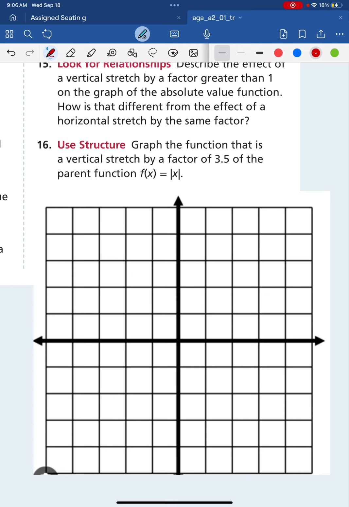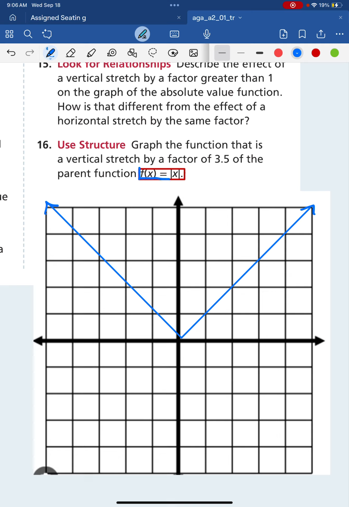So, to begin, the first thing that I want to do is I want to plot my parent function. The absolute value of x is my parent function. So the absolute value of x, this is me plotting my parent function. I don't know why it's doing that, y'all. This is me plotting my parent function.